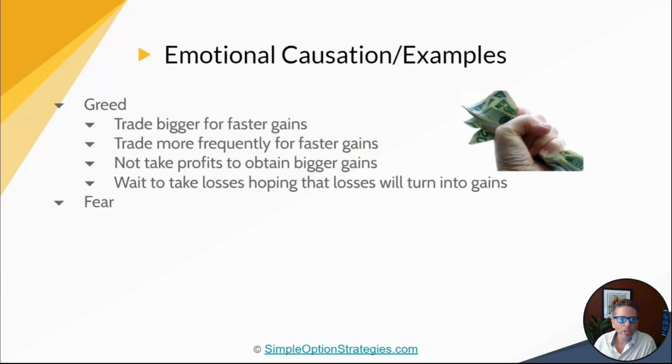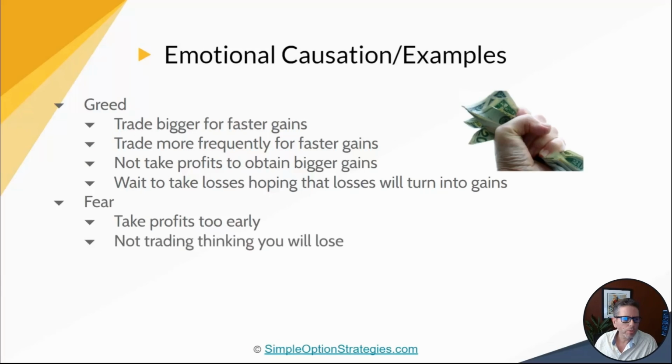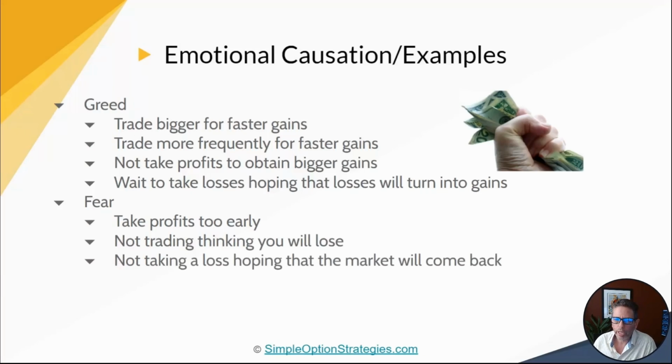All right, fear. So let's talk about fear. Fear will cause you to take profits too early, number 1. Not trading, thinking that you're going to lose because maybe you had a large loss earlier and you're not really thinking about your trade plan. It's just about, oh my God, I'm going to lose again. Not taking a loss, hoping that the market will come back. And those are the 3 things that fear causes.